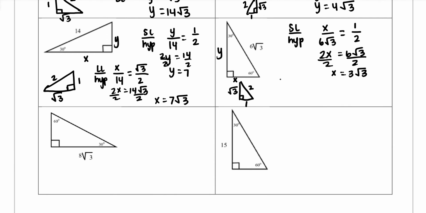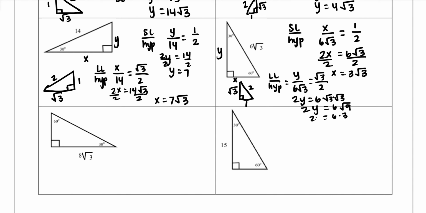To get our long leg y, we can put long leg over hypotenuse. So that'll be y over 6 root 3. And we'll set that equal to root 3 over 2. When we cross multiply, we get 2y equals 6 times root 3 times root 3. Well, remember that when you're multiplying radicals, you just multiply what's underneath and put them under a radical. So this becomes 2y equals 6 root 9. Square root of 9 is 3. So really that's the same thing as 6 times 3, or 18. So we're left with 2y equals 18, and to get y, we'll divide by 2, and y equals 9.